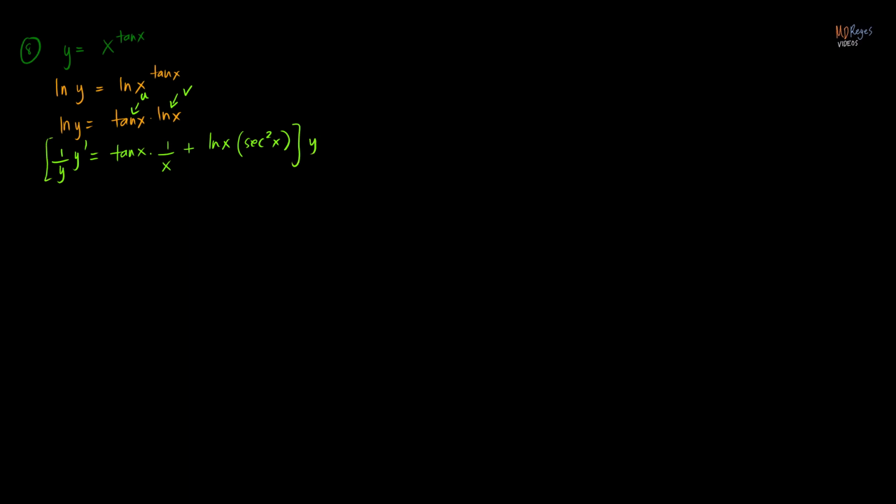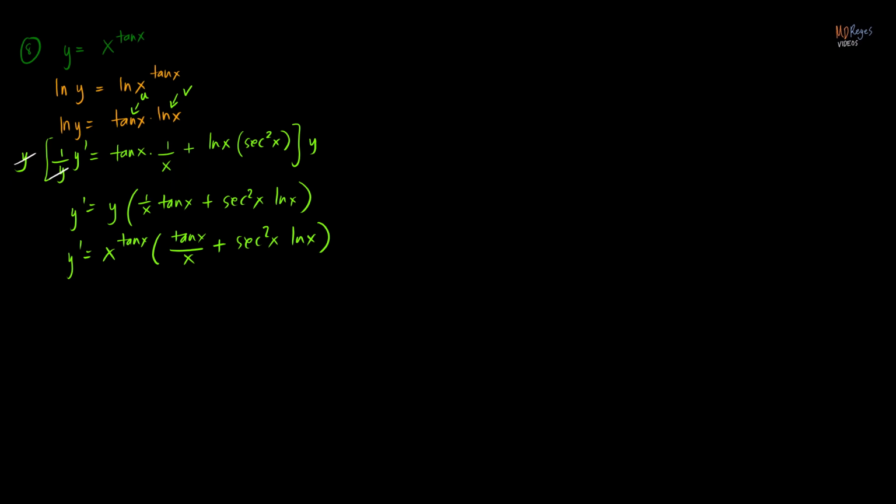So that y will be cancelled out on the left side of the equation, and we'll get y prime equals y times 1 over x tangent of x plus secant squared x ln of x. Okay, but in the given function, y is equal to x raised to tangent of x, so we can write y prime as x raised to tangent of x times tangent of x over x plus secant squared x ln of x.